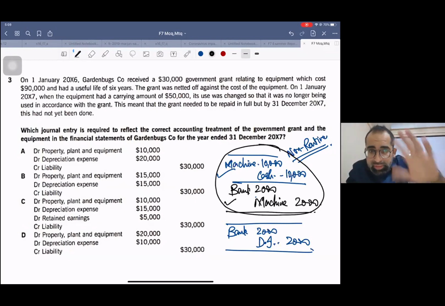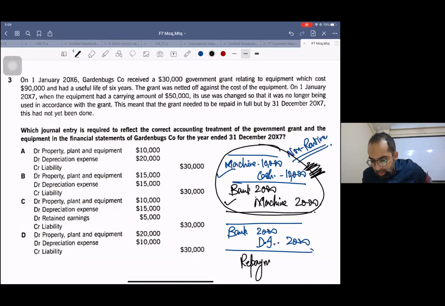I'm sure you have studied this from your book. This is a very non-routine and one-off approach, but yes, this is part of your course. In this second approach, you don't book deferred income separately, you just cancel it with the cost of the machine. So in this question they are asking about this approach. Second thing, I hope you remember the repayment of grant. You have studied this topic. Sometimes you need to repay the grant, right?